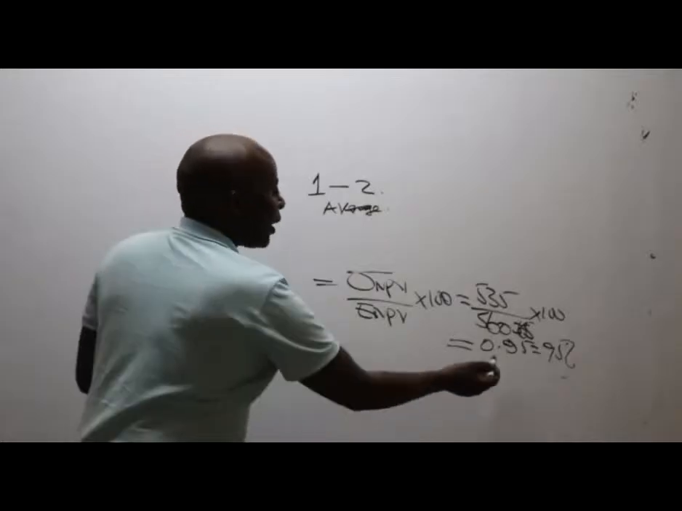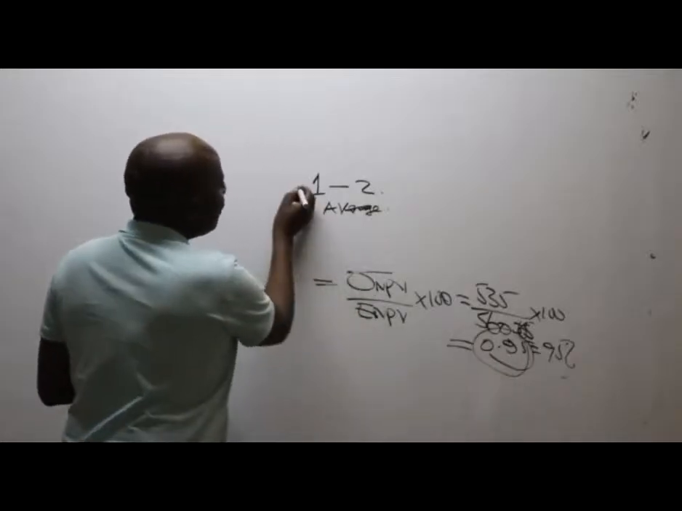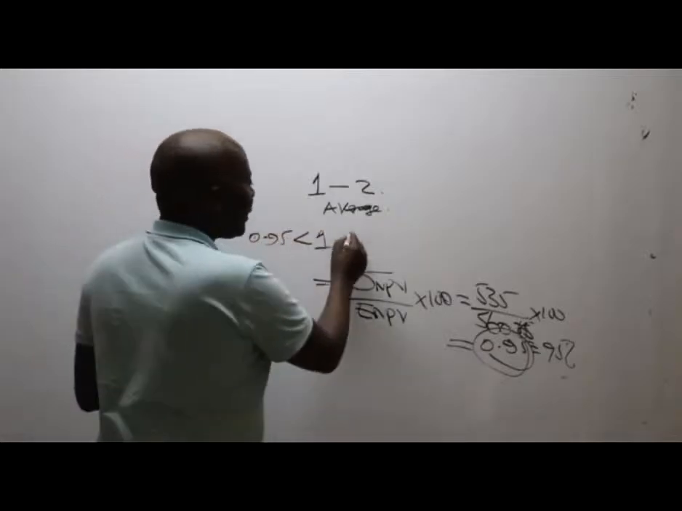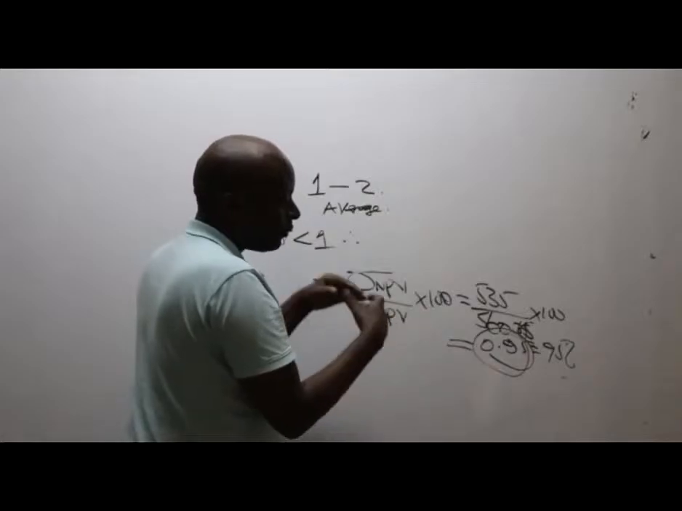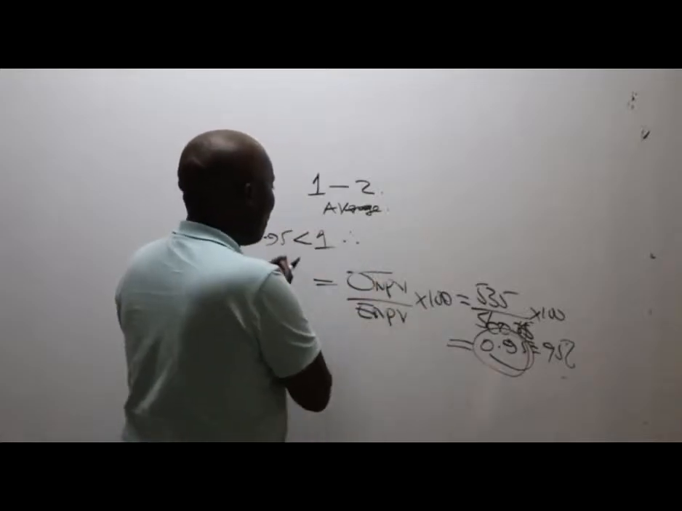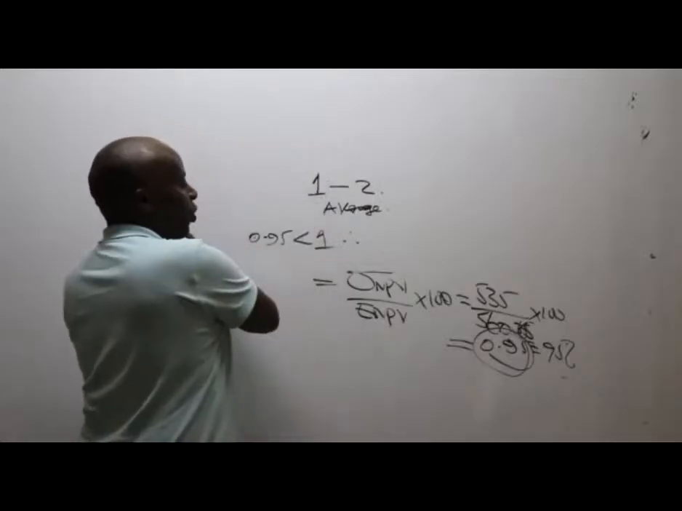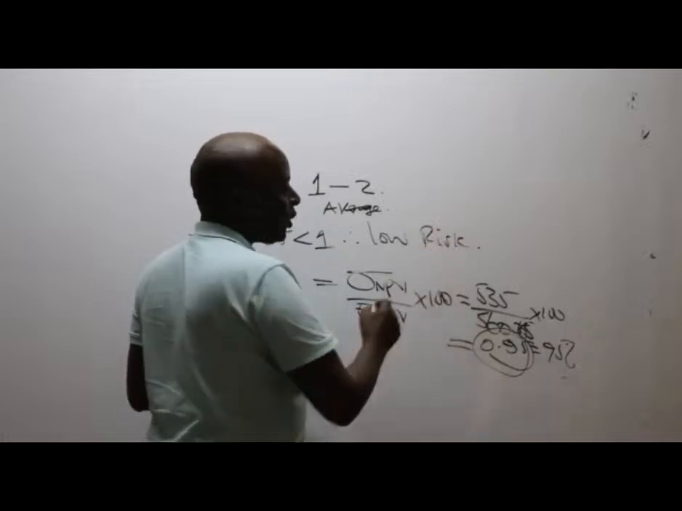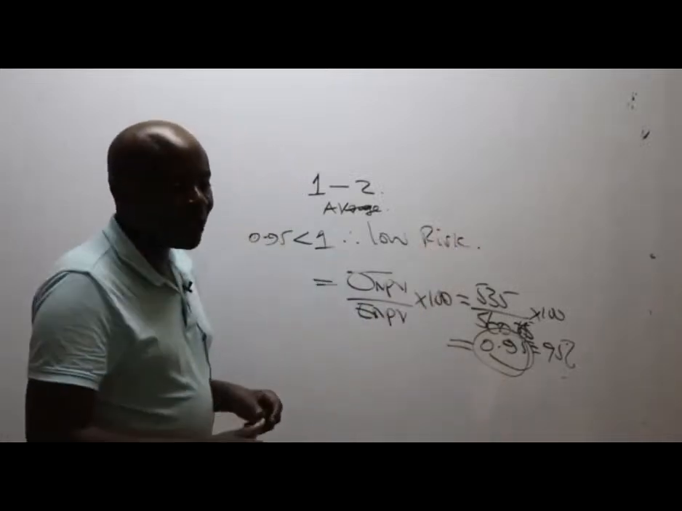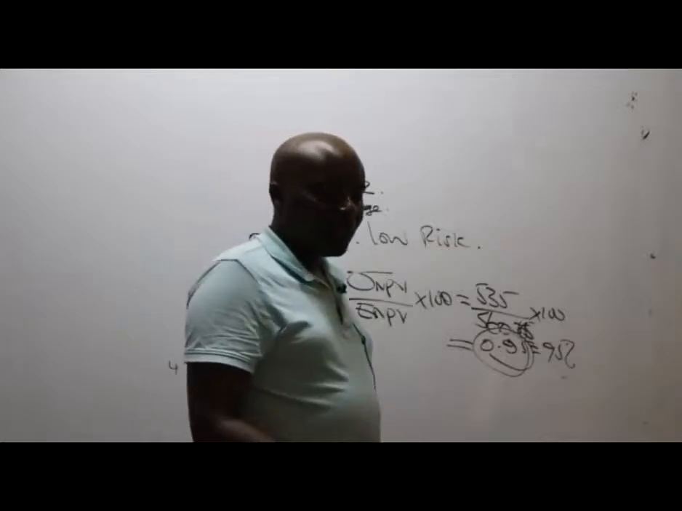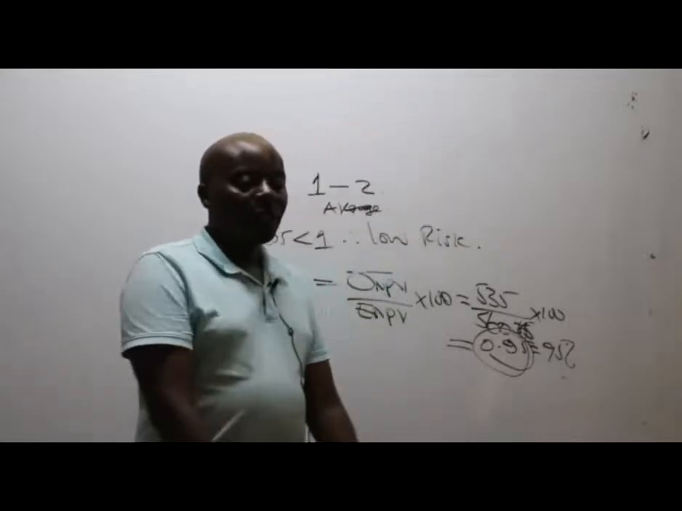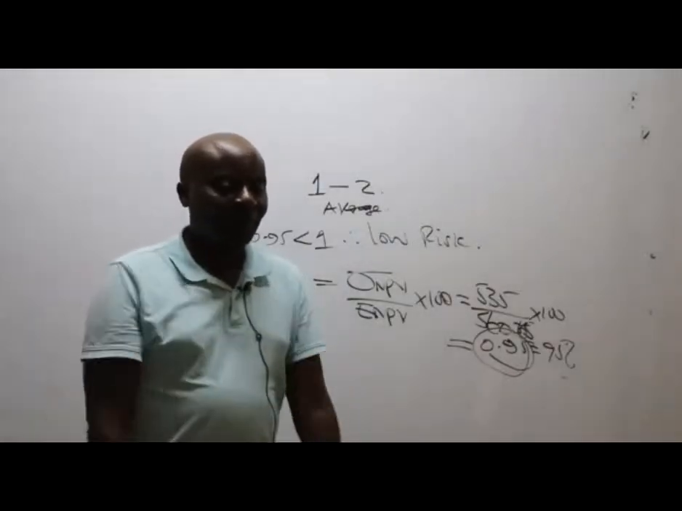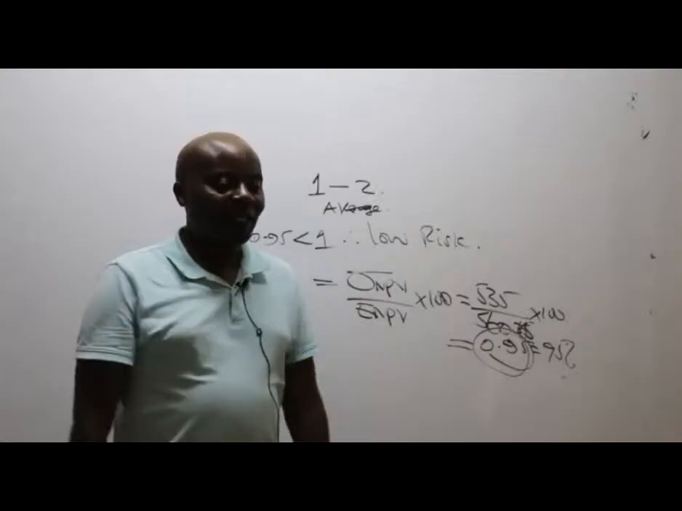But in this case here, look at the one that you have obtained here, 0.95. 0.95 is less than 1. Meaning that our project, regardless of the fact that 95% is so high, but given what they have told us, 0.95 is on the left of 1, meaning that our project is a project which is low risk. Is that okay?